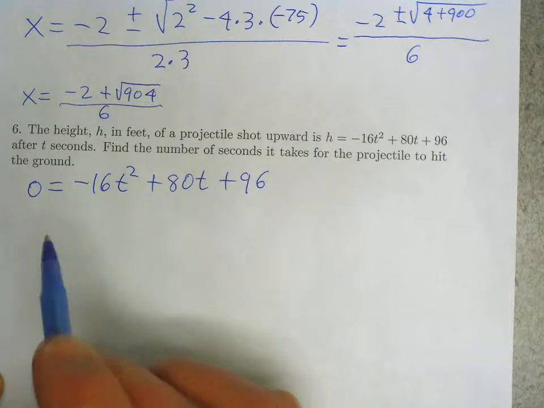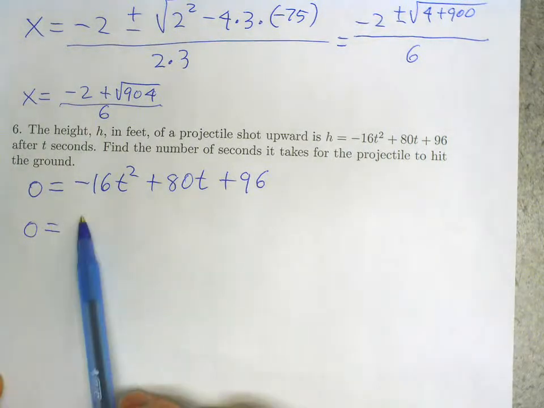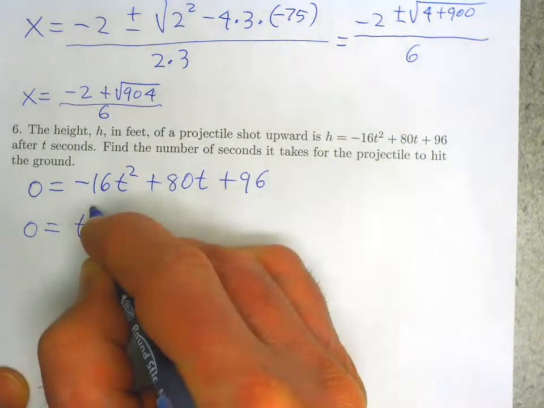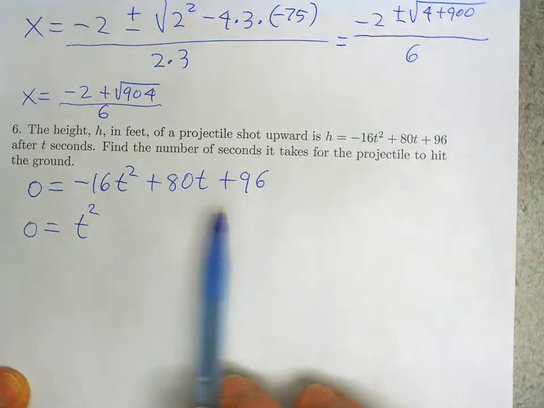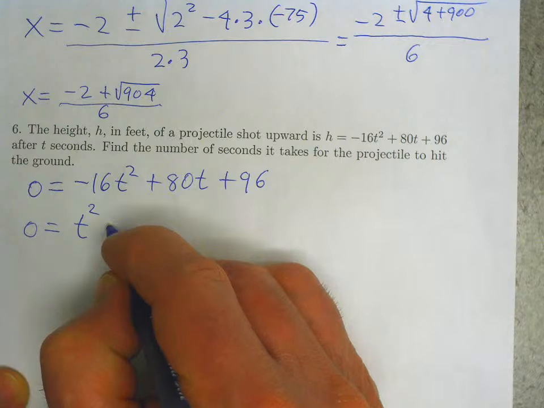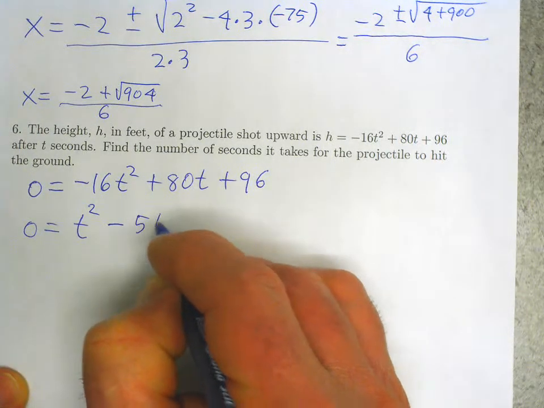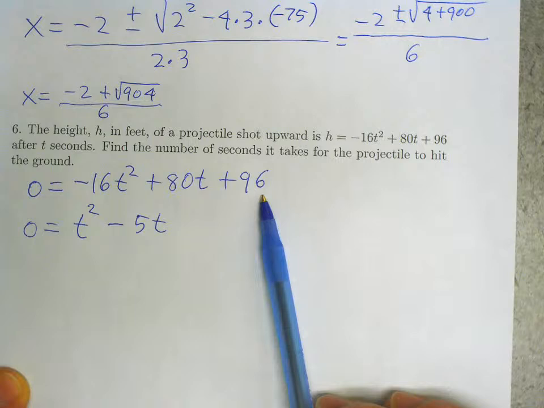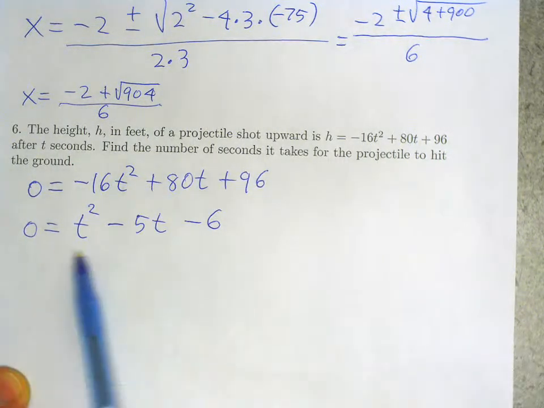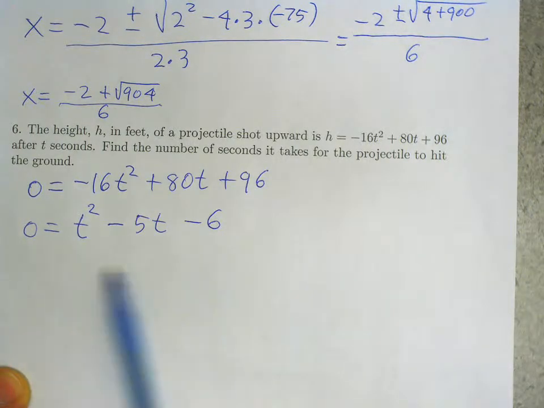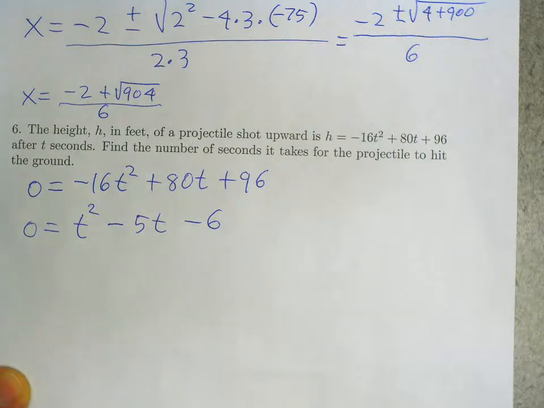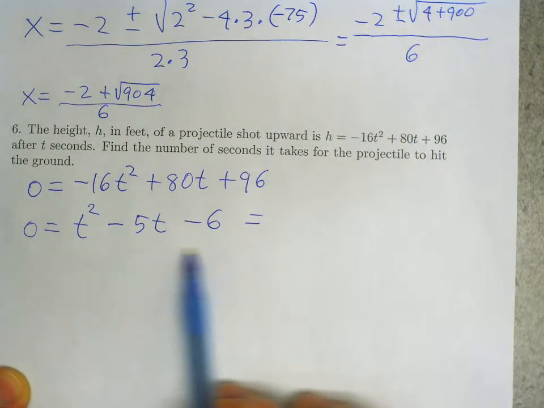0 divided by negative 16 is still 0. Negative 16t to the second divided by negative 16 is positive 1t to the second, or just t to the second. And then positive 80t divided by negative 16 is negative 5t, but here we write minus 5t. And 96 divided by negative 16 is negative 6, so we write minus 6. So this equation looks a lot easier to solve, but the solutions to each of those two equations are the same. And we can easily solve this one by factoring.